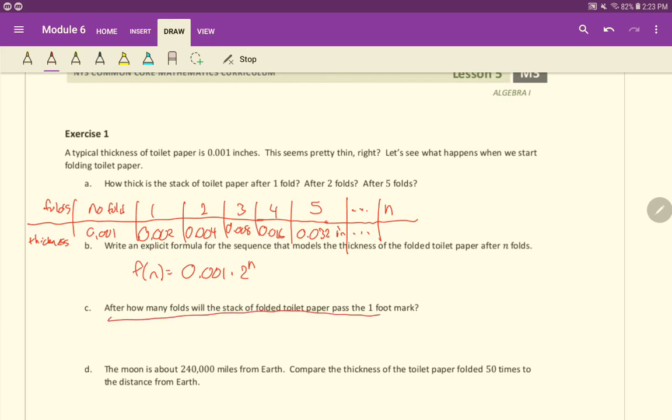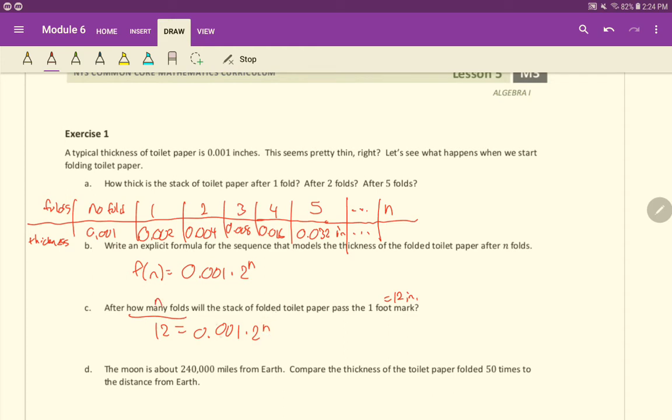After how many folds will the stack of folded toilet paper pass the 1 foot mark? Okay, so we want to know when the thickness, which is our y value here, will be 1 foot. So be careful here. We're talking about 1 foot, but what are the units for our thickness here? The units are in inches. So we need to change this 1 foot to inches, and then we'll set that equal here to find the number of folds. If we're trying to find how many folds, that means we're solving for n. So we're going to figure out this n here.